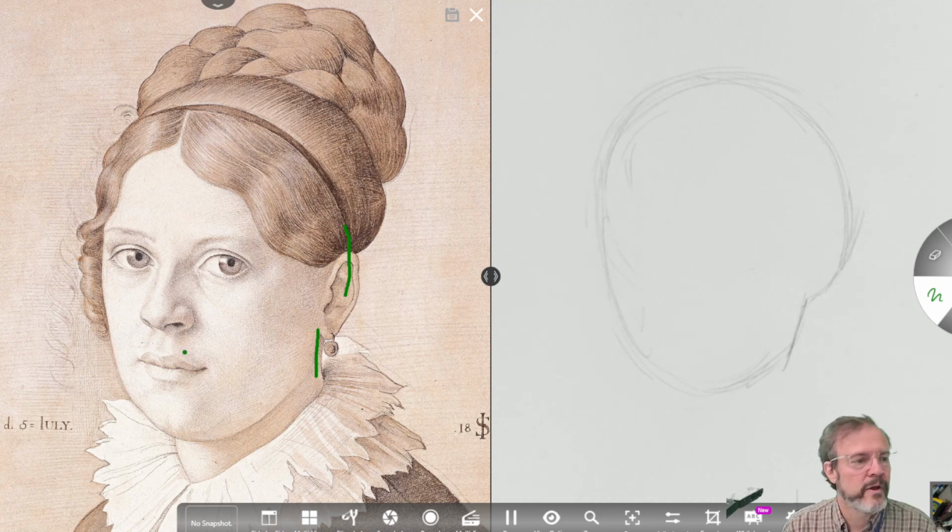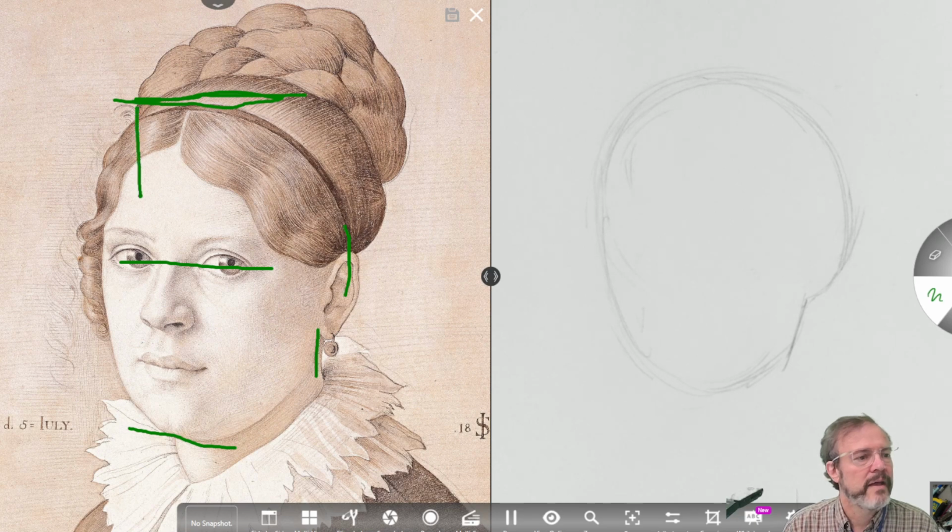And then we're going to look for the eye line, and we're going to relate it to, look for its angle and its height. So the top of the skull is probably about here. So the eye line is about centered on the head.